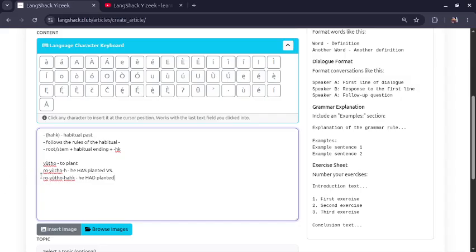Obviously ro can be interchanged with ya, which can be used for it or she. You could do k, so kyotohak, I had planted. You could do the same with sa, or with so: so yotohak, you had planted. So you can use the different pronouns for whatever ending you need to use for this. That's pretty much all there is to it.